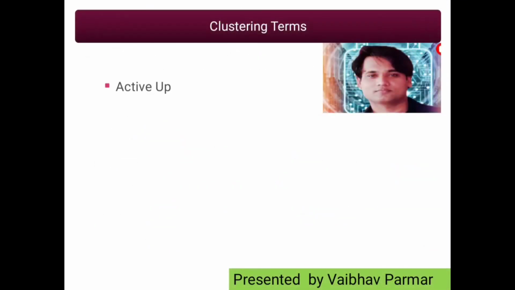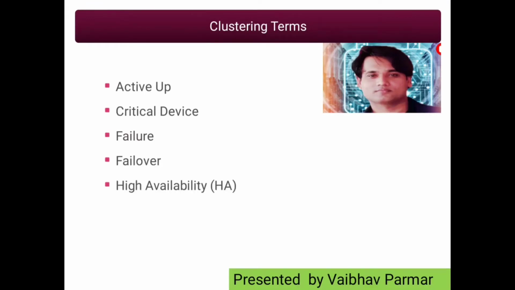Let's understand a few clustering terms. Number one, active up. When the high availability machine that was active and suffered a failure becomes available again, it returns to the cluster not as the active machine but as one of the standby machines in the cluster. That state we call active up.